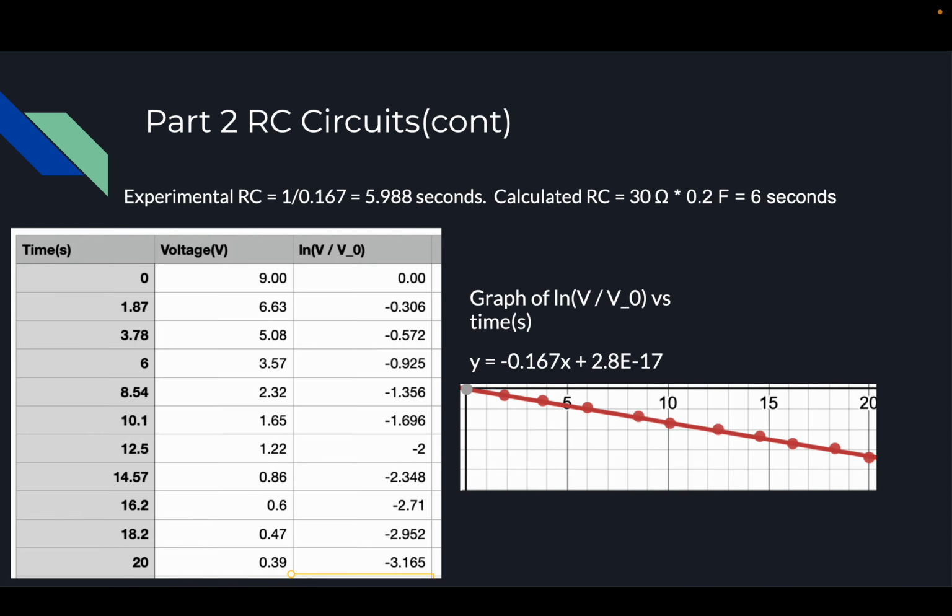And so then we did the 30 ohm bulb, where we had to calculate the time constant RC experimentally, and then also calculate it by just doing resistance times capacitance. And so when you calculate it, it's 6 seconds. With the experimental value, I got approximately 5.98 seconds, as you can see here with this graph and then table here.